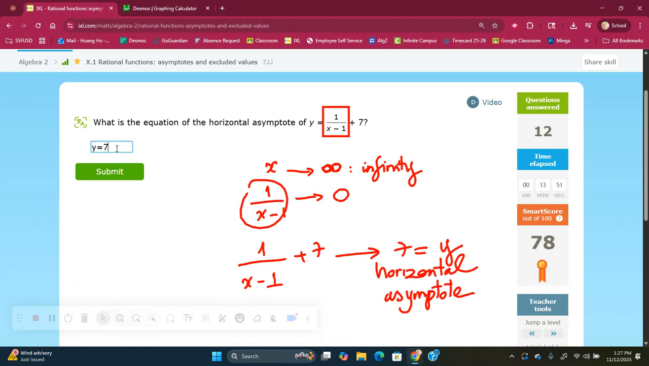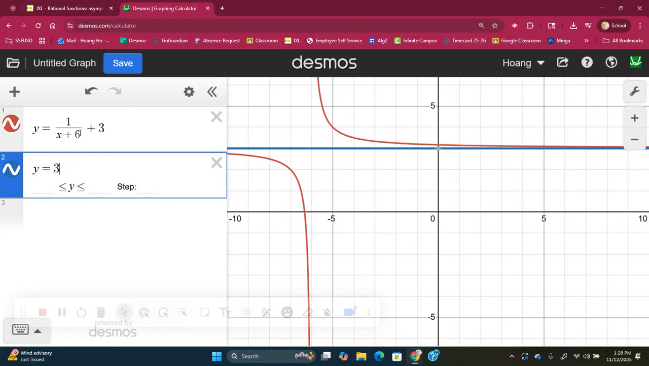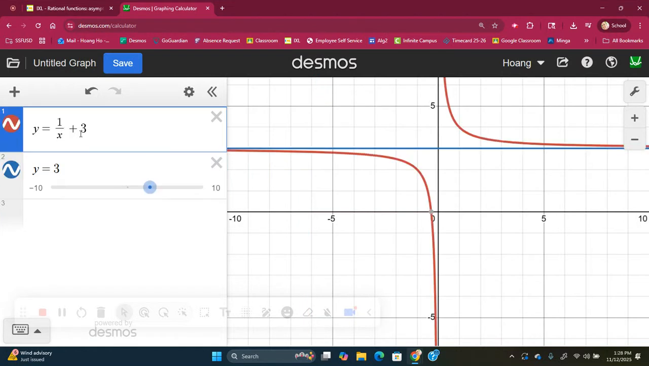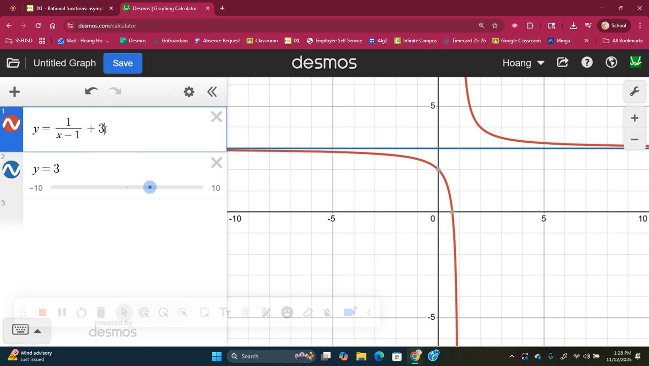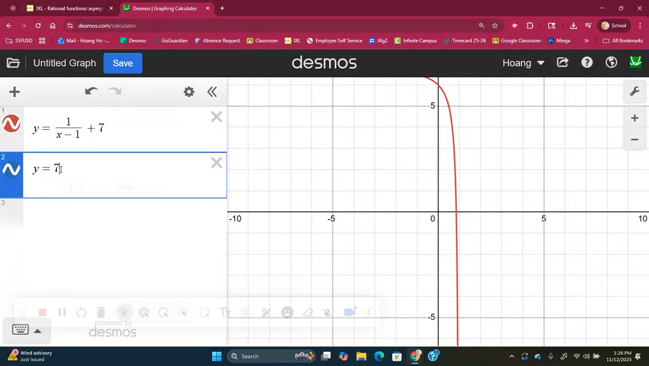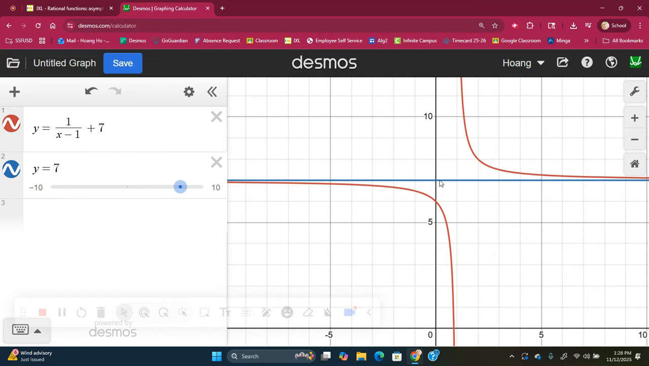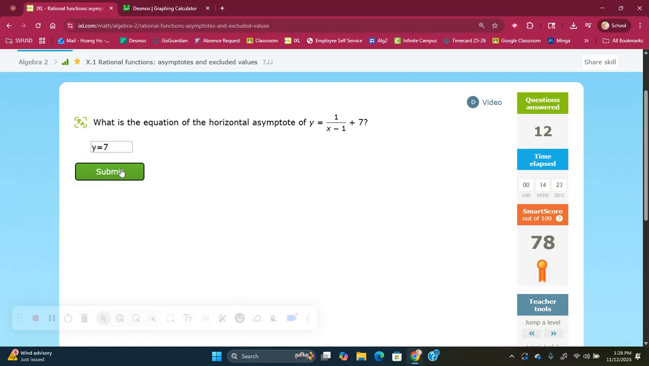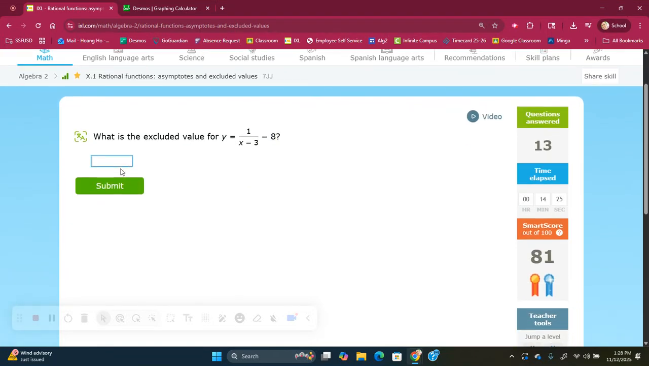Okay, here we go. Now, if you want to double check your answer on a graphing calculator, you can. 1 over x subtract 1 and then plus 7. All right, and you can see the horizontal asymptote has to be 7. Let's bring it down. You can see it right there. This is y equals 7, the horizontal line. It is the horizontal asymptote. So I submit. All right, let's do a couple more.